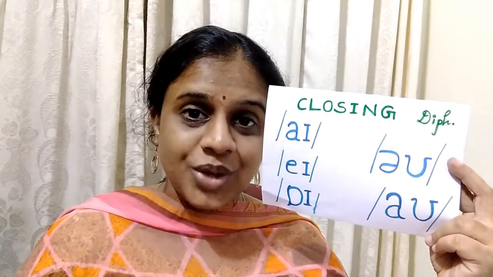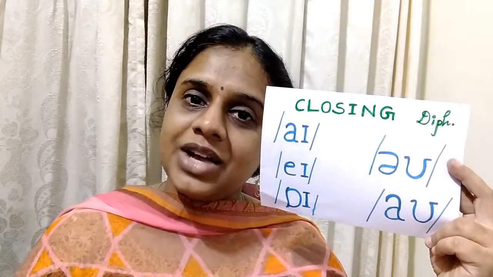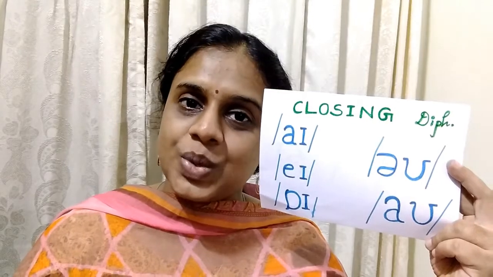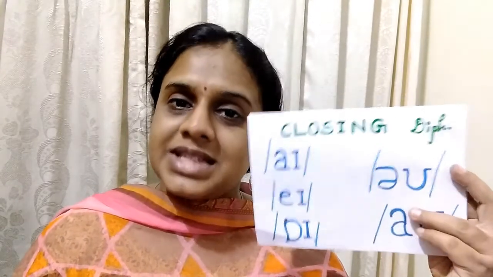Why the name closing diphthong? It's because the gliding of the tongue or the movement of the tongue is towards the position of the second vowel, that is the closed vowel. Therefore the name closing diphthong.